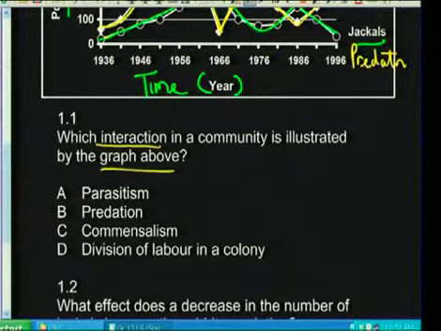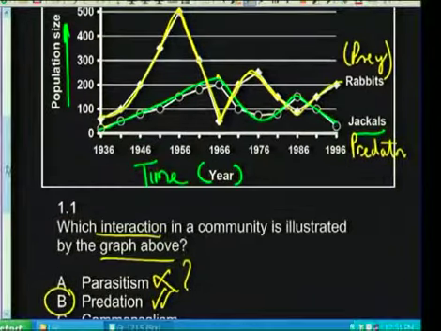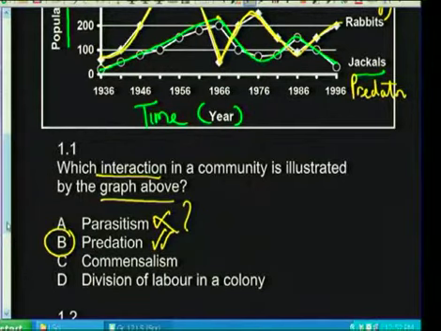So is it parasitism? No, because we see this relationship between two organisms where one depends on the other, and it wouldn't be a parasitic relationship. Is it predation? Yes, it would be predation, as we see that the jackal is preying on a smaller prey, which is the rabbit. It's definitely not division of labor, and not an example of commensalism. Commensalism is an example where one organism benefits and the other is neither harmed nor benefits. So this is clearly not an example of a commensal relationship.